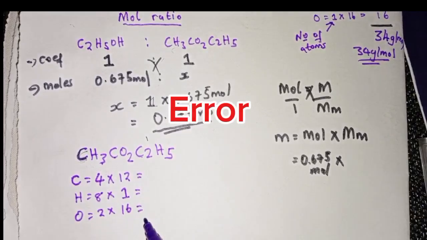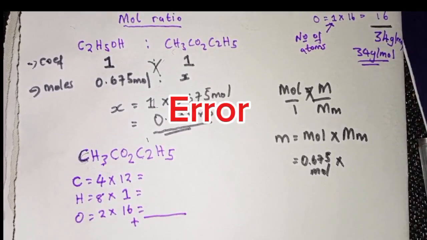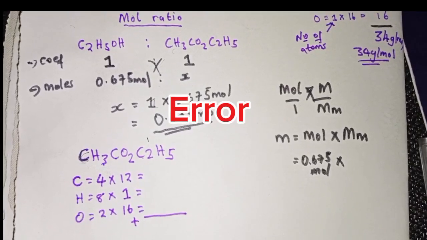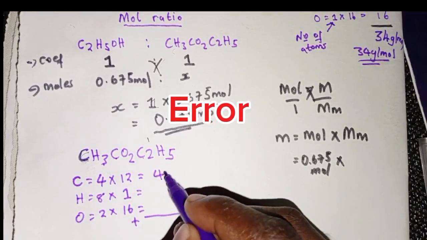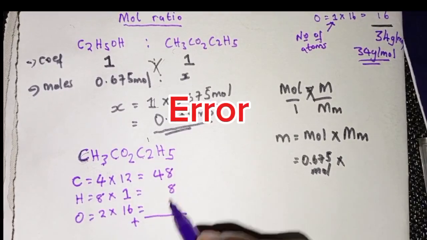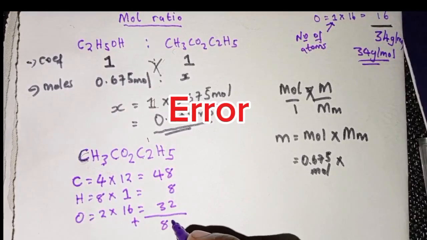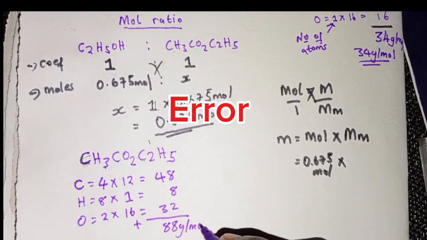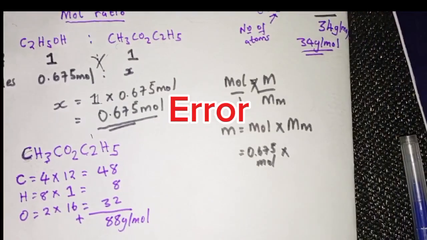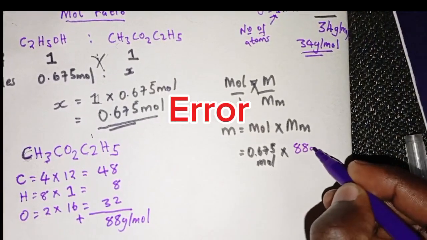Then you find the totals, then you are going to add them here. Okay, let's find the totals first. Then we are going to add. Okay, so 4 by 12, that is 48. This will give us 8. This will give us 32. Then we add 48 plus 8 plus 32. You get 88 grams per mole. So this is the molar mass, okay? So it's going to be 88 grams per mole.